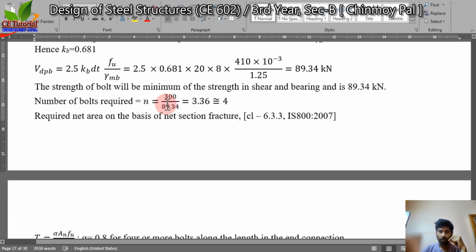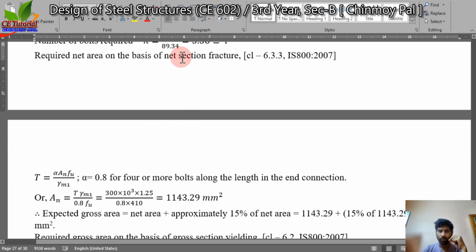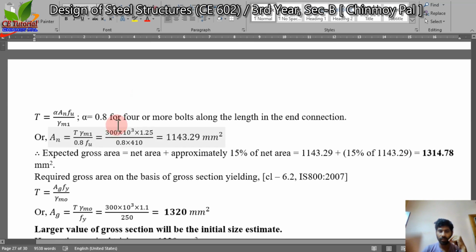Now coming to the next part, that is the calculation of area. So now we have to choose the sectional area of the member. That's why first of all we need to calculate approximate cross section from two criteria. One is net section failure or net section rupture, and the other is gross section failure, that is yielding of cross section.